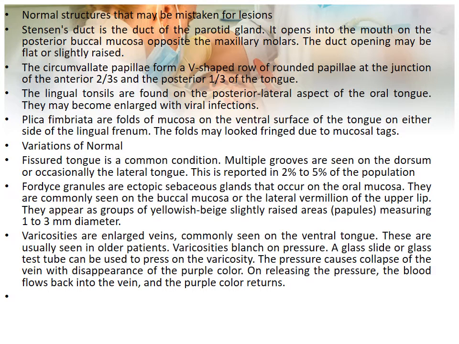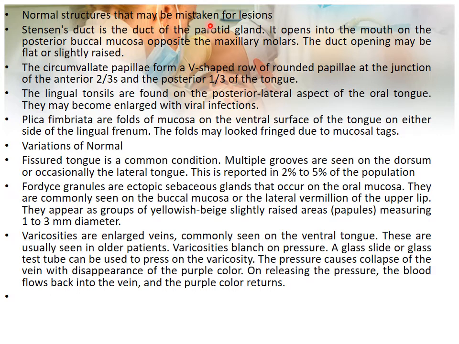At the beginning, every student and every dentist has to investigate these structures, which are going to be mistaken during the examination. The most important structure is the Stensen duct, which is considered to be the duct of the parotid, and it is going to open into the mouth on the posterior buccal mucosa, opposite to the maxillary molar.